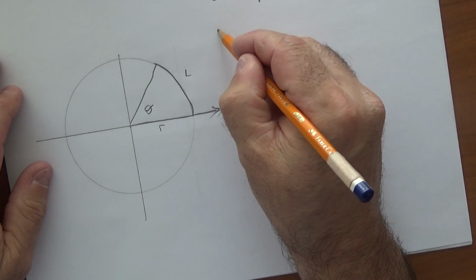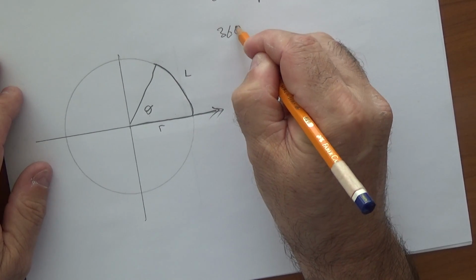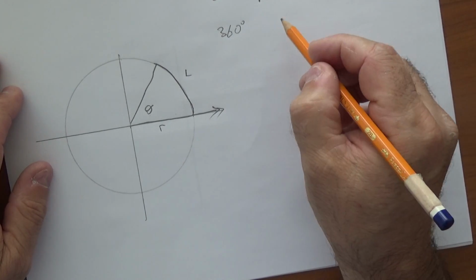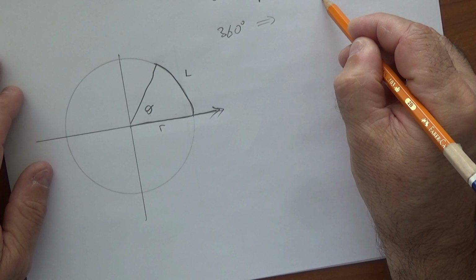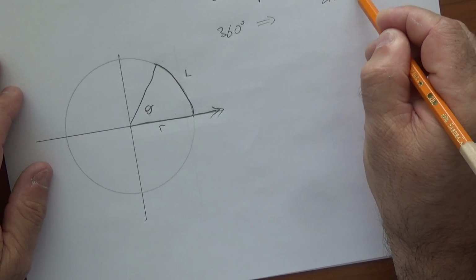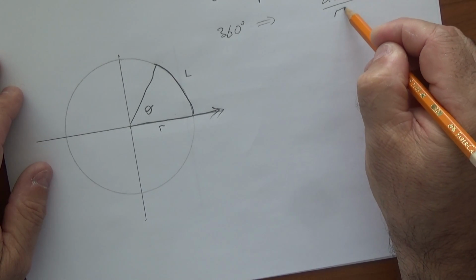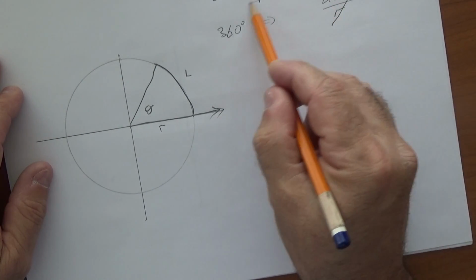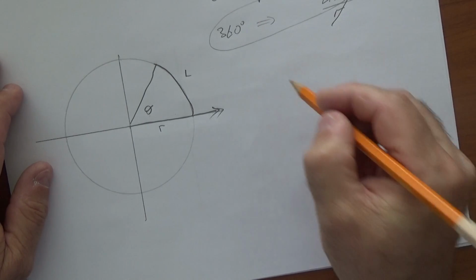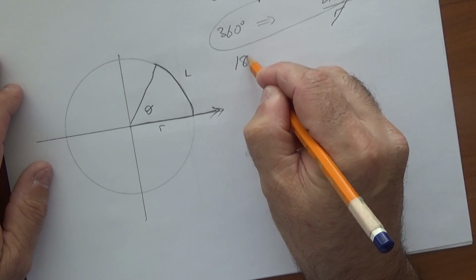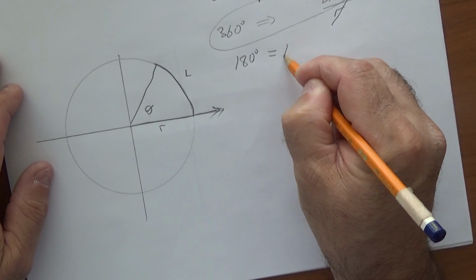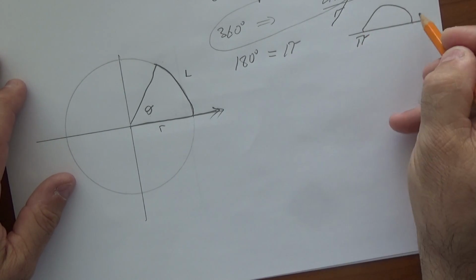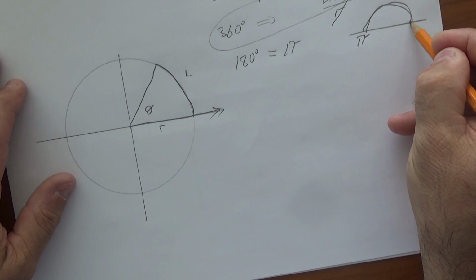Okay, now just to look at what 360 degrees would be in radians, we could say, well, 360 degrees implies that the length is 2 pi r and the radius is r. So 360 degrees is the same as 2 pi. Dividing by 2, we get that 180 degrees equals pi. So you want to remember this, that pi is a straight angle.